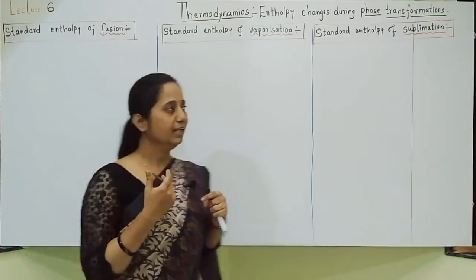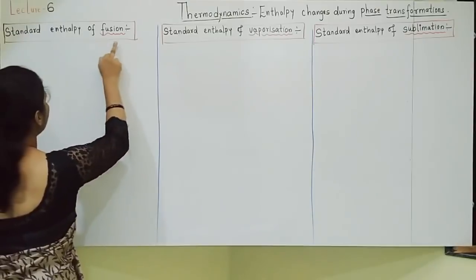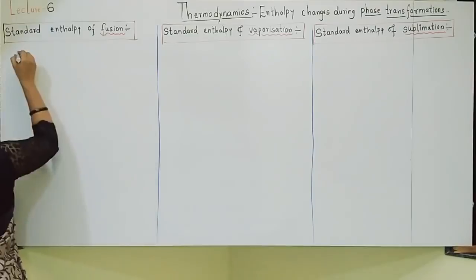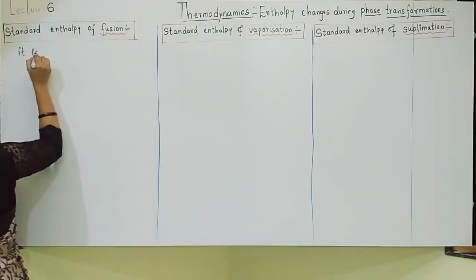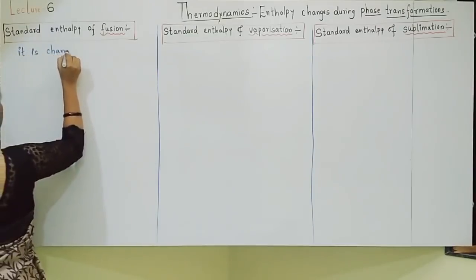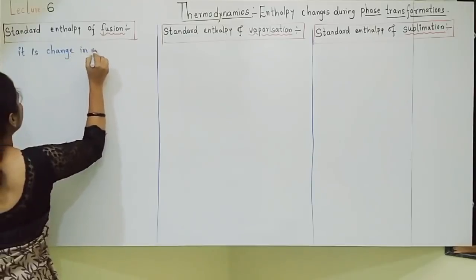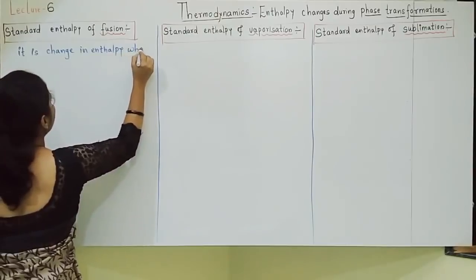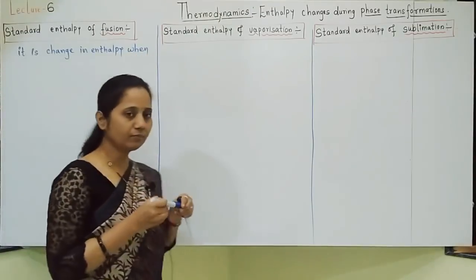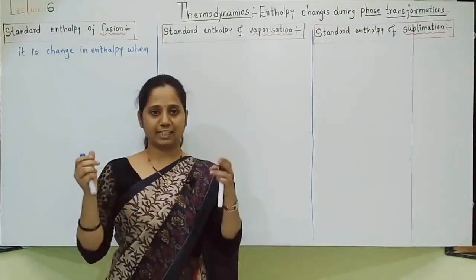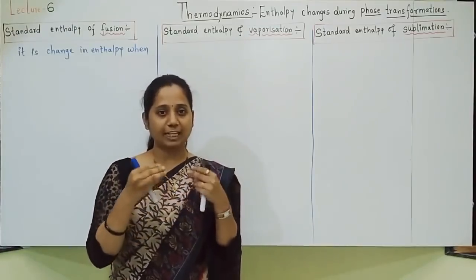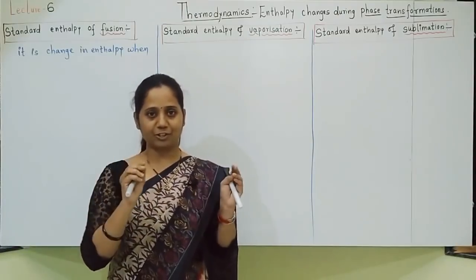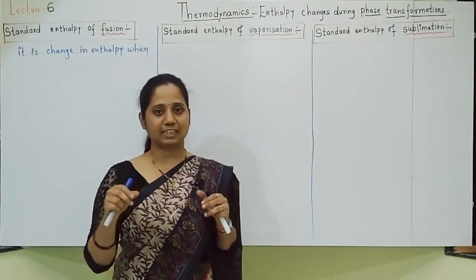Let us start with one. Standard enthalpy of fusion. How to define this? It is change in enthalpy. All definitions start the same way: it is change in enthalpy. What enthalpy change takes place, that is what we are going to see.